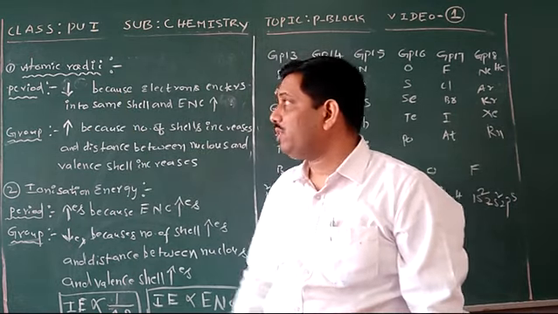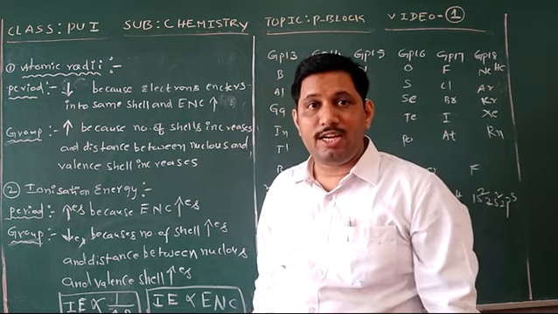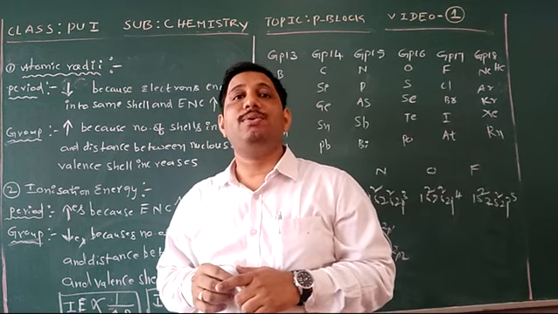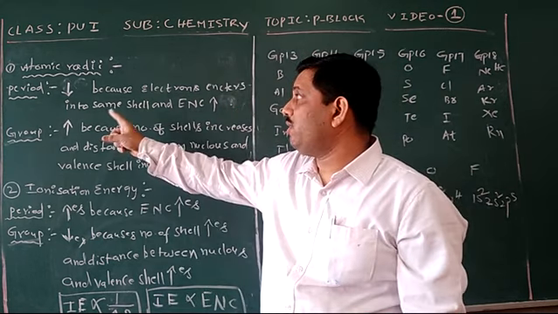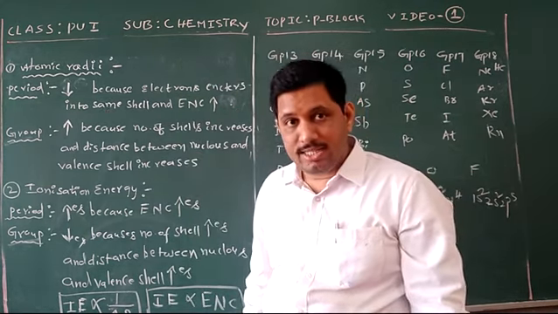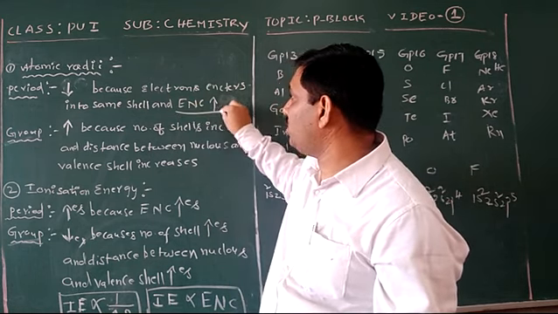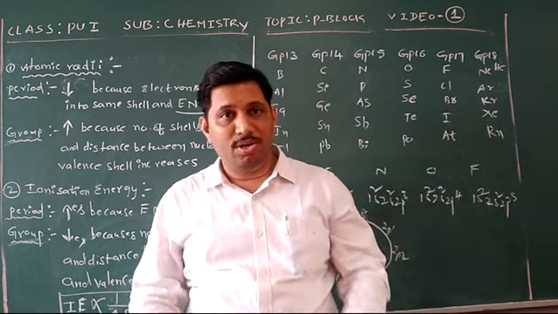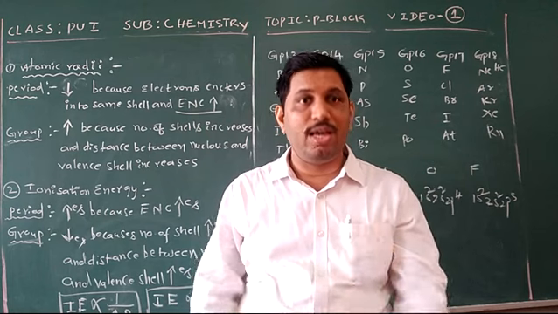Across a period, the atomic radii decreases because the electron is entering into the same shell and the effective nuclear charge will be increased. Here, effective nuclear charge we are discussing, student. Why? Because it is more important for the further coming topics also. We are using this effective nuclear charge.